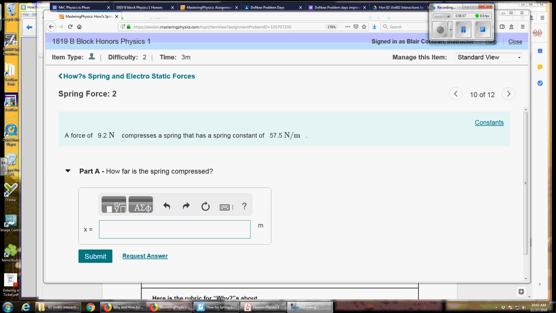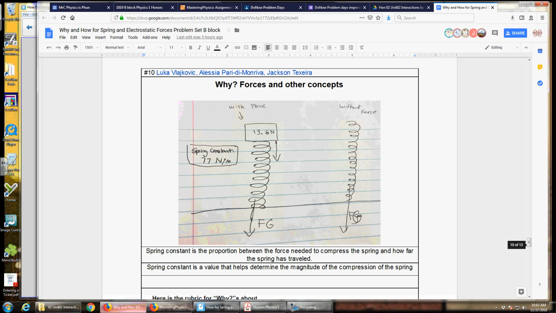All right, number 10. A force compresses a spring of this constant. How far is the spring compressed? All right. Yesterday we had this nice why, where it shows the spring being compressed and a force on it doing that. So, excellent.